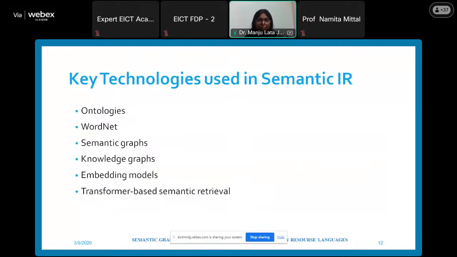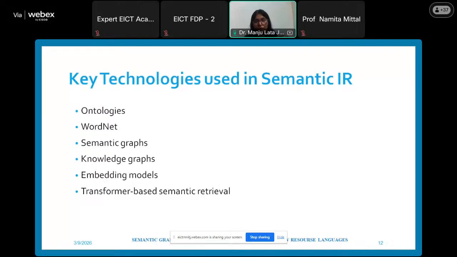Key technologies used in semantic IR. As of now, we have discussed what the semantics are, what the semantic relationships are. Now, what are the different ways through which semantic information retrieval can be achieved? One of the finest and most popularly used ways is ontologies. Ontologies are basically a kind of hierarchical network, which you can visualize in graphical form, where nodes are representing some concepts and the edges are representing relationships between them. Ontologies can be generalized, as well as they can be based on some domain. For example, ontologies for healthcare, for agriculture, or for any other domain.